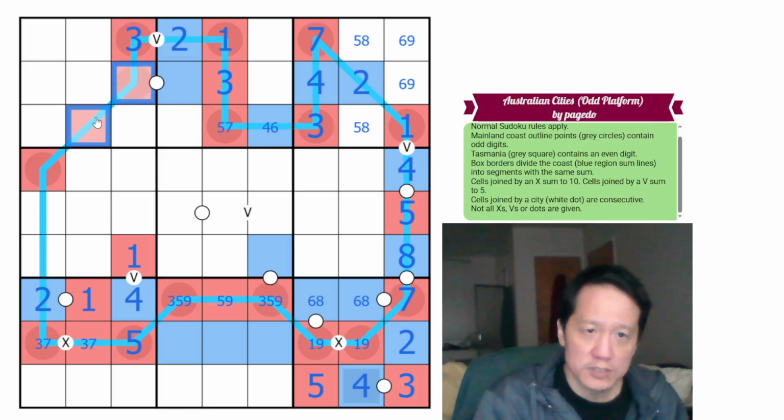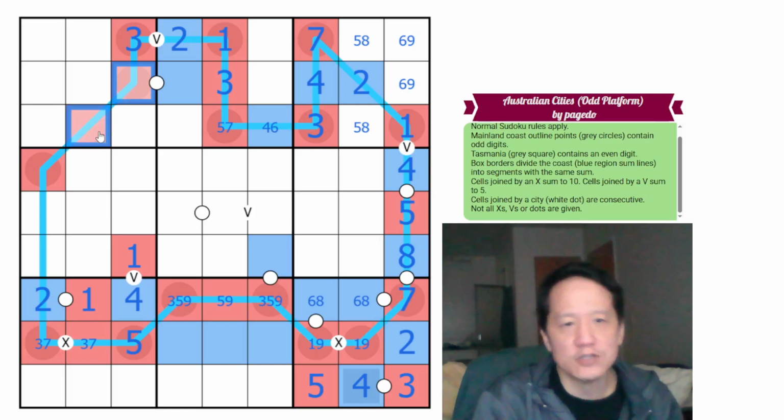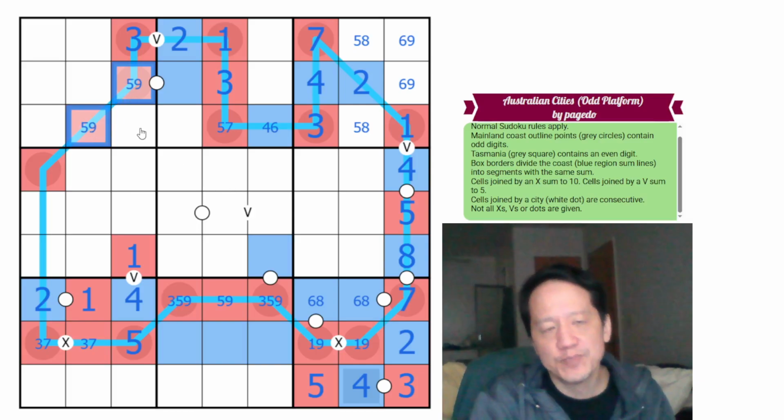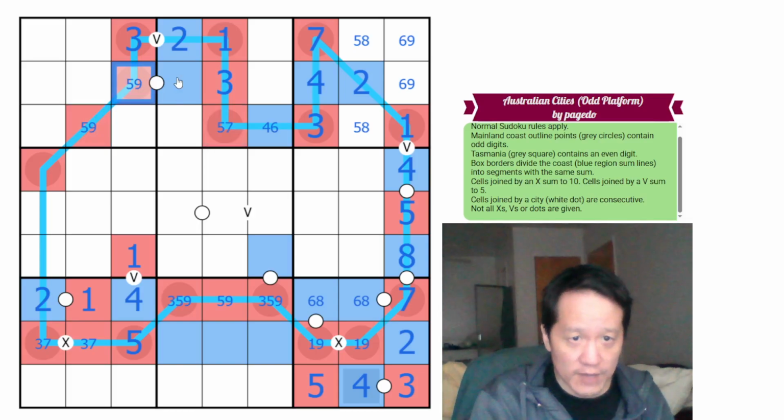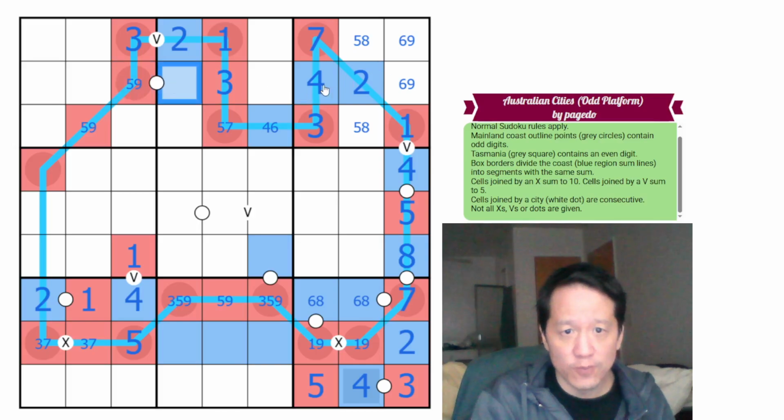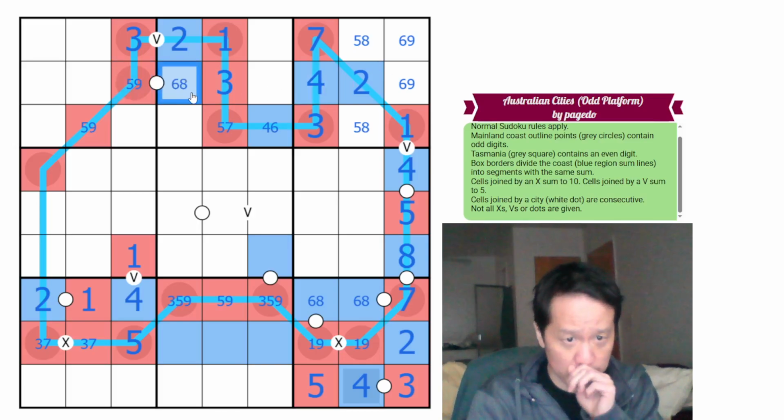These two digits must add up to 14. And there's only 2 odd digits that can do that, which is 5 and 9. The other ones would be even. If you had 6 and 8, that would work. But 5 and 9 is only consecutive with 4, 6, and 8. But 4 is not possible, so this must be 6 or 8.